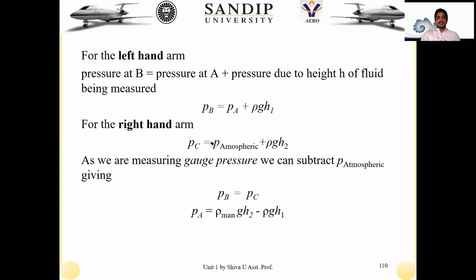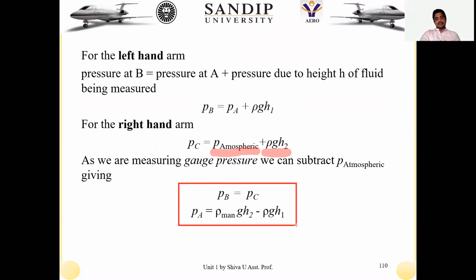So from that we get the pressure available at B and the pressure available at C. The pressure at the B point is equivalent to PA plus rho G H1, obtaining the equilibrium at this position. And on the right hand side, we have open to the atmosphere, so atmospheric pressure will be acting on that fluid, plus rho G H2, where the height is raised by H2. That is on the left hand side and the right hand side. According to the equilibrium condition, we are supposed to equate these two in order to find out the pressure available inside.